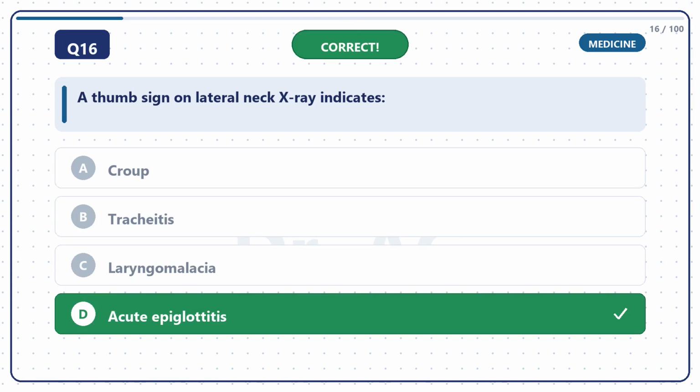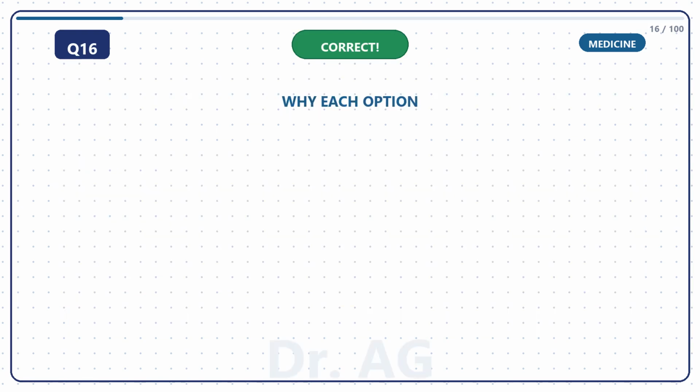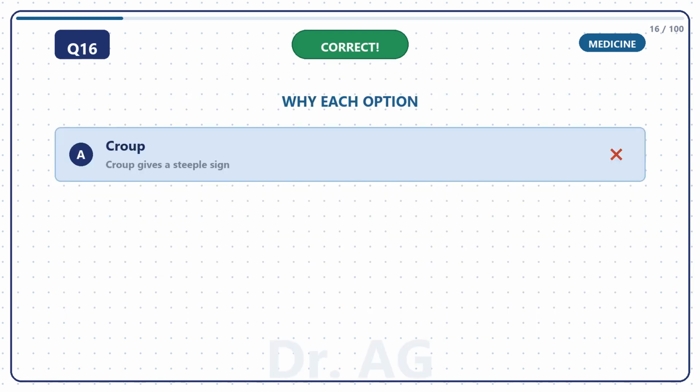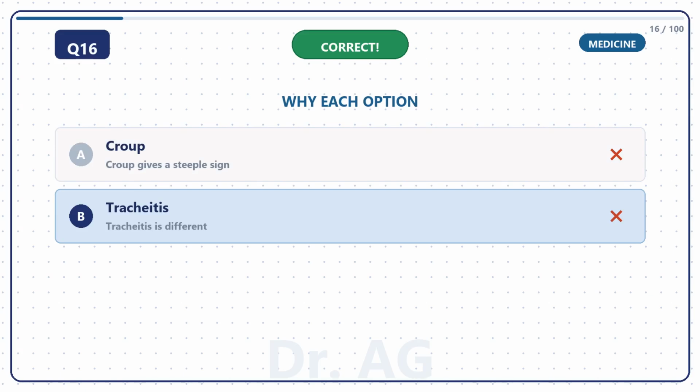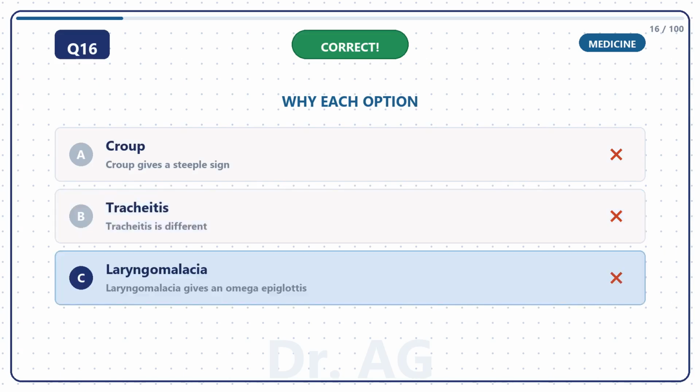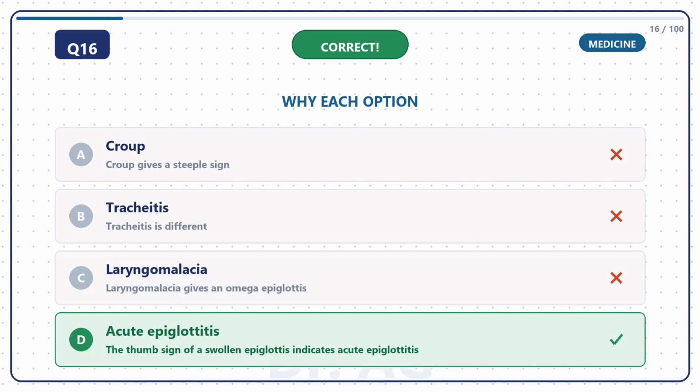The correct answer is option D, acute epiglottitis. Let's go through the options. Croup. Croup gives a steeple sign. Tracheitis. Tracheitis is different. Laryngomalacia. Laryngomalacia gives an omega epiglottis. And the correct answer is acute epiglottitis. The thumb sign of a swollen epiglottis indicates acute epiglottitis. So, the right answer is option D.